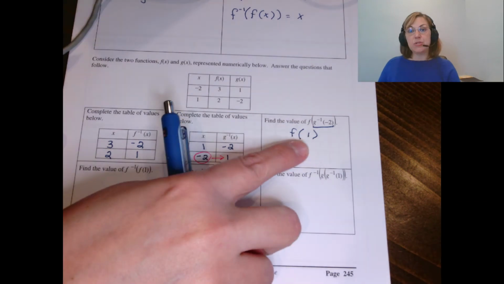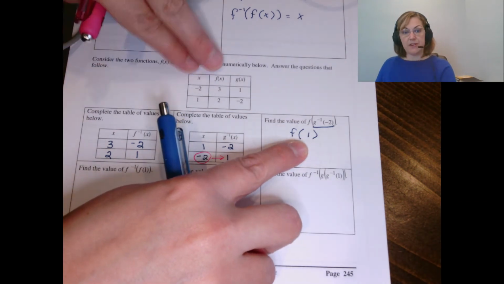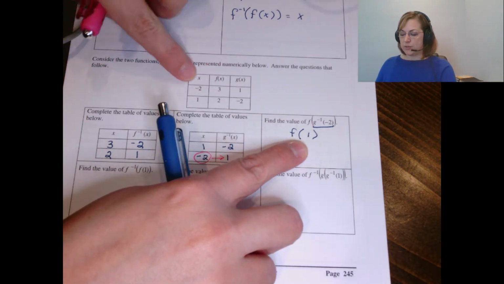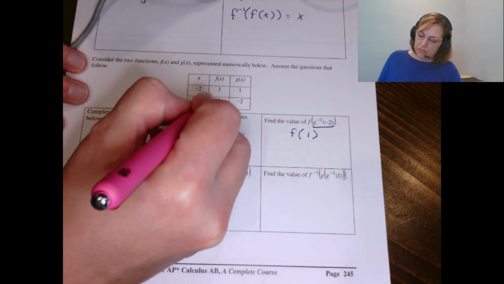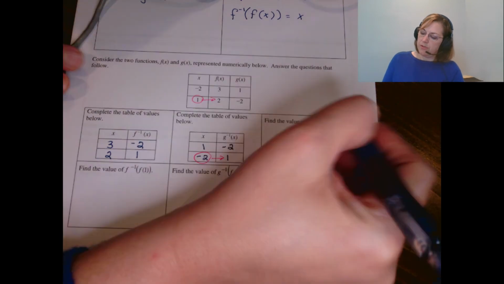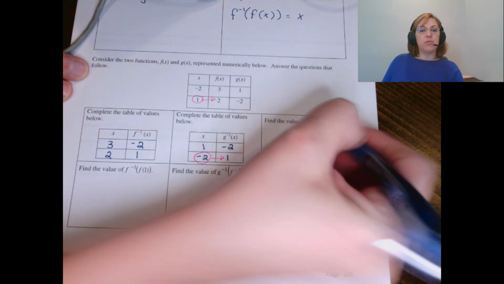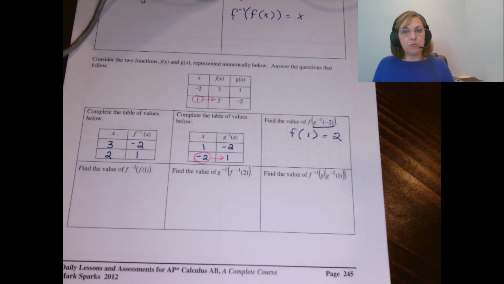Now I need to go to the f chart, which is up here, when x is 1. That gives me 2. So 2 is my final answer there. Remember, it's all about which chart you are supposed to look at, making sure that we look at that chart.